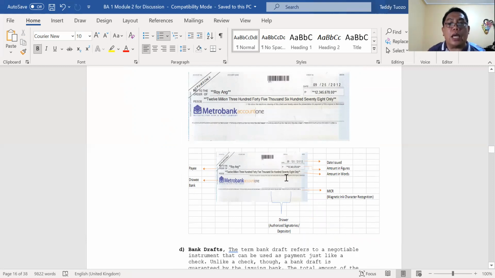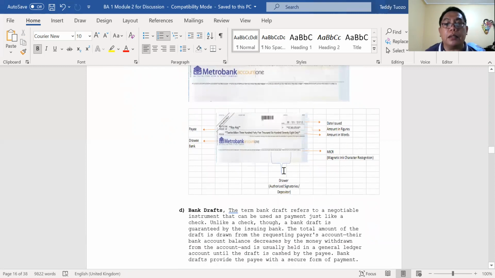So, what does a check look like? I know that some of you may have experience handling or having a check, especially if you will be chosen as a scholar. You will have experience of having a check. So these are the parts of the check as identified. So just take note of that. That would always be part of your quiz or exam or a project or assignment.